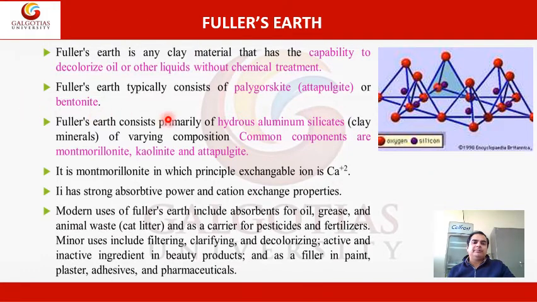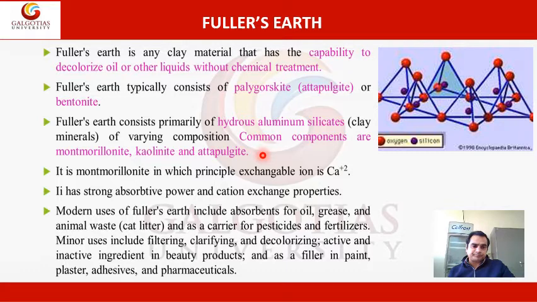Fuller earth typically consists of palygorskite, also known as attapulgite, or bentonite. These consist primarily of hydrous aluminum silicates, called clay minerals of different composition. The common components in that case are montmorillonite, kaolinite, and attapulgite. These are some common components in the case of fuller earth.